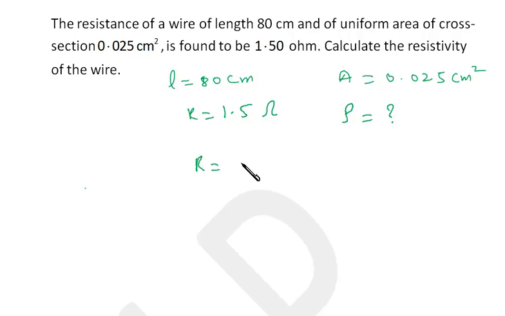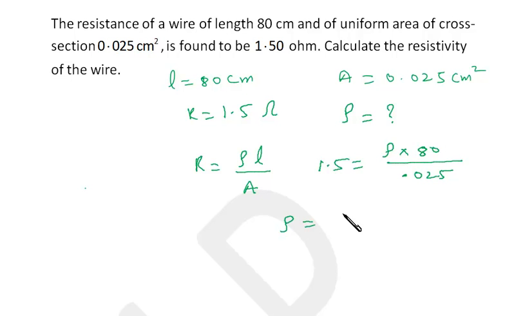Now we know the formula. Resistance is equal to rho L by A. Here R is resistance, rho is resistivity, L is the length of the wire and A is the area of cross section. R is 1.5, rho we have to calculate, the length of the wire is 80 centimeter, and the area of cross section is 0.025, right? So from this we can calculate the value of rho. It's 1.5 into 0.025 by 80.